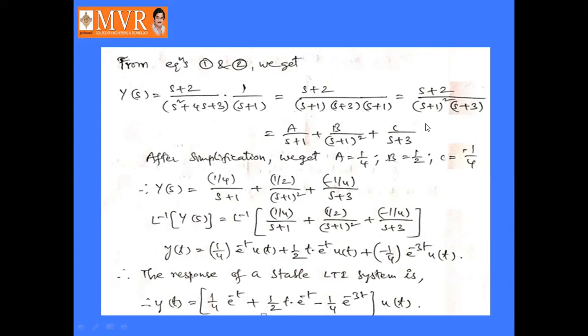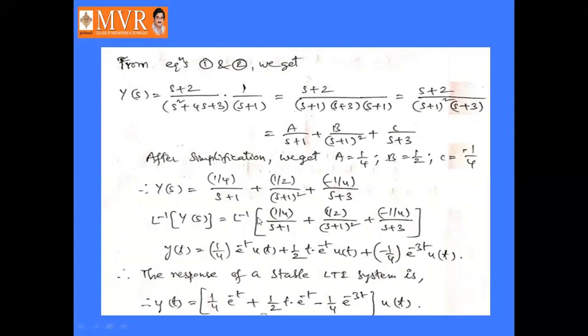Taking the partial fractions, after simplification we get the value of a as 1 by 4, b as 1 by 2, and c as minus 1 by 4. So y of s becomes 1 by 4 by s plus 1, plus 1 by 2 by s plus 1 whole square, plus minus 1 by 4 by s plus 3.